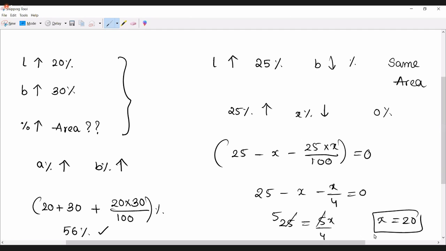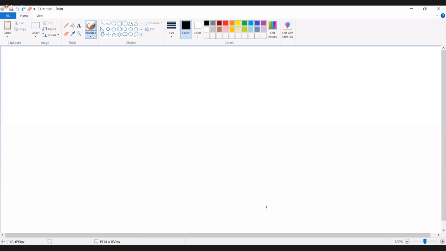You can just understand, whenever you see the product of two terms is constant, whatever kinds of terms are available, if you see the product of two terms is constant. So length is increased by 25%. What should be the decrease in breadth to maintain the same area?